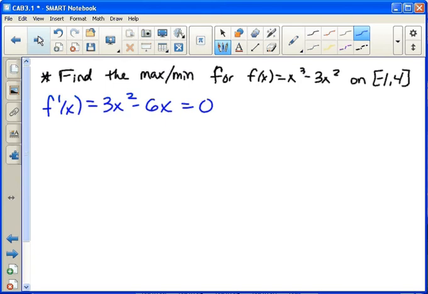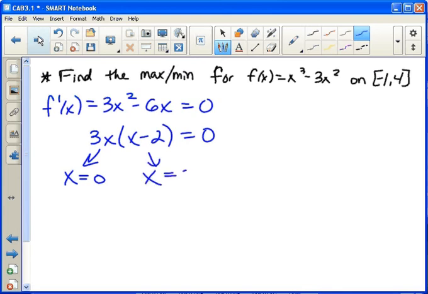You should always double check: is there anything that would make this derivative not exist? No, not in this case. Mainly you just want to look out for denominators, and here we don't even have one. But we do need to find out where it equals 0, so let's factor. We can pull out a 3x, and we get 3x times x minus 2. From this piece you get x equals 0, and from this piece you get x equals 2. So we found two critical points, and there may be 0, there may be 1, there may be 2, there may be 15 of them. You can have any number of critical points.